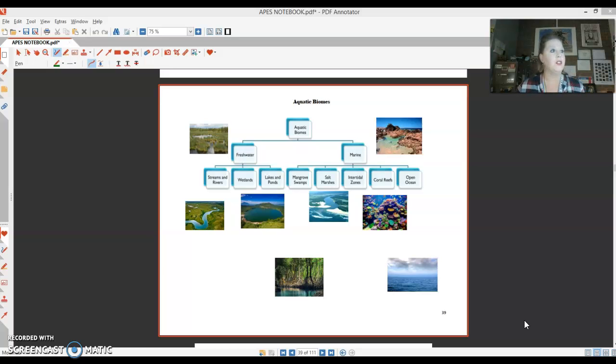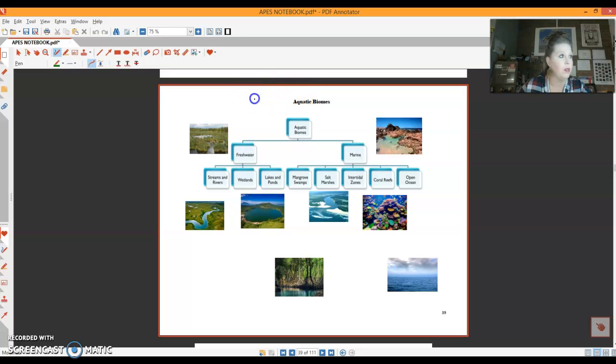Okay, so aquatic biomes are extremely diverse, just like terrestrial biomes. And they're great because they have water, which provides a lot of ecosystem services to humans. We talked about ecosystem services in the last set of notes. So let's look at one of the pros of an aquatic biome.